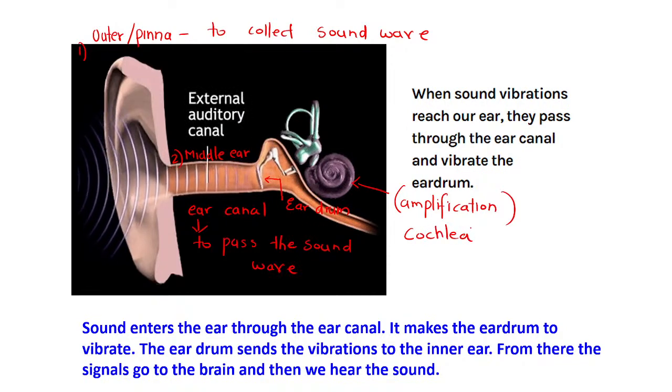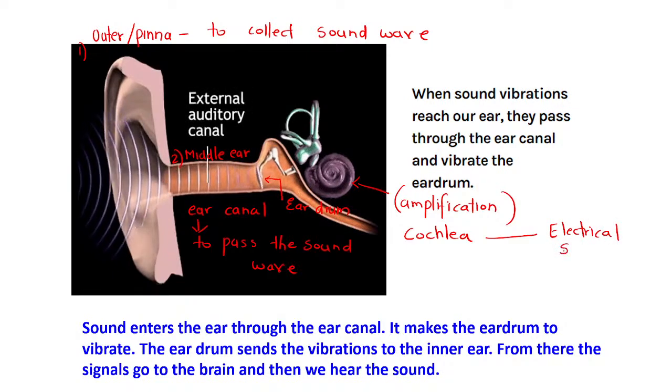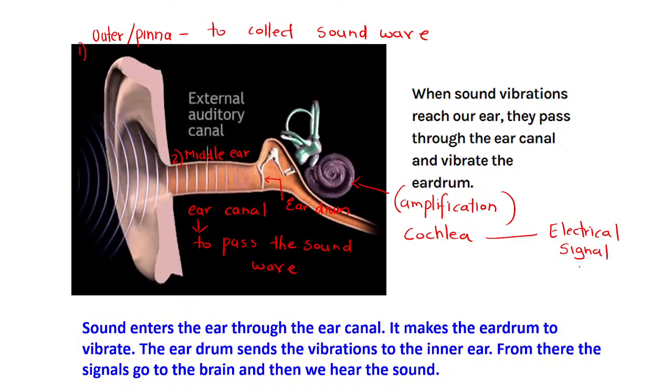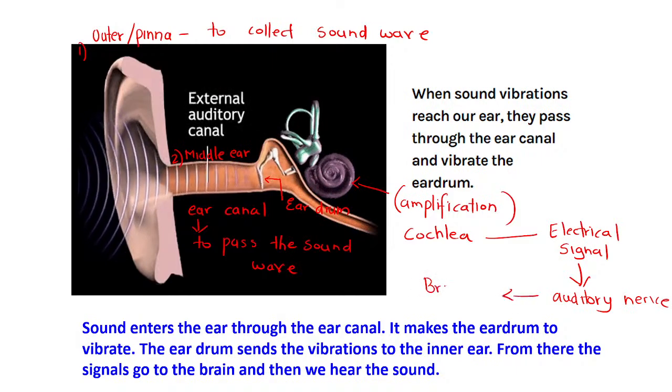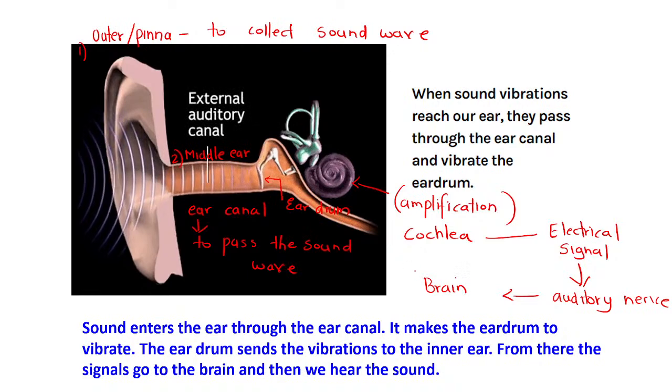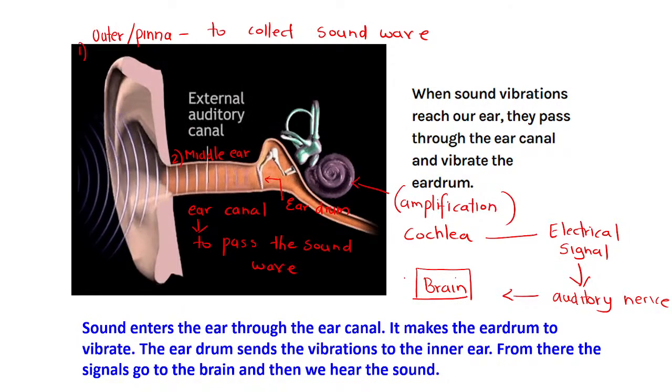So the cochlea amplifies the sound wave, and then it converts the sound wave into an electrical signal. And what does it do then? Once it is converted into an electrical signal, this signal is passed on to the auditory nerve. With the help of the auditory nerve, it is passed on to the brain. What will the brain do now? The brain is going to analyze, the brain is going to interpret, and the brain is going to detect whose sound it is.